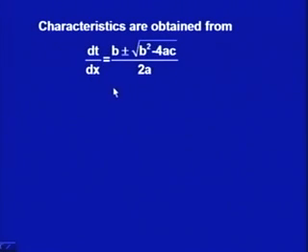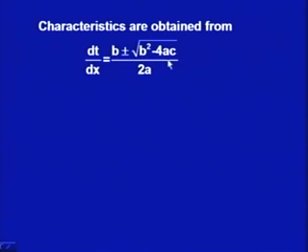You see, you have the coefficients a, b and c, where a is the coefficient of the second partial derivative with respect to the variable x, b is the coefficient of the mixed derivative with respect to x and t both, and c is the coefficient of the derivative with respect to the second variable. So, we obtain the characteristics by this ordinary differential equation: dt by dx is equal to b plus minus square root of b square minus 4ac upon 2a.